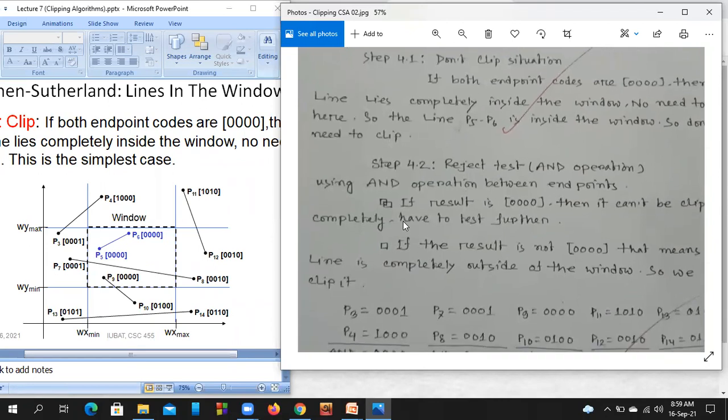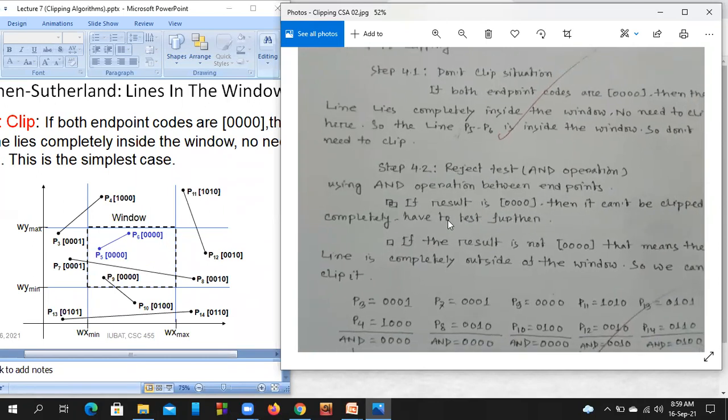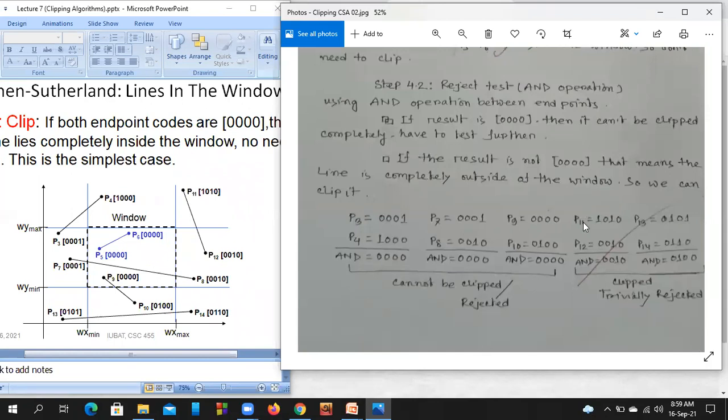Then step 4.2 is the reject test, and that should be our AND test. The first operation is the AND operation that we are going to apply on the endpoints of those lines. Now, if the result of our AND operation is 0000, then it will not be clipped. Okay, we will keep it and test it further. And if the result is not 0000, that means something comes out, then we will consider that it is completely outside the window and we will clip it or remove it.